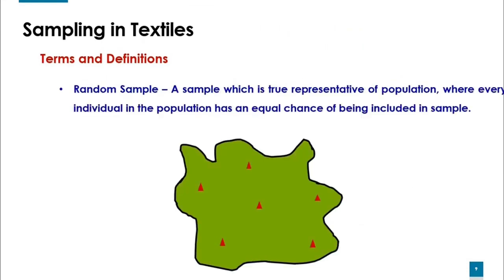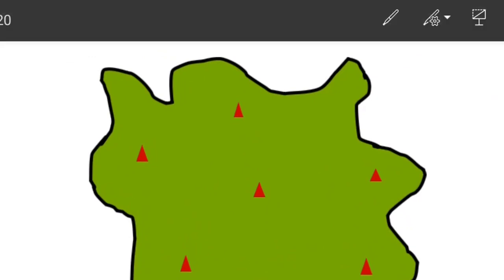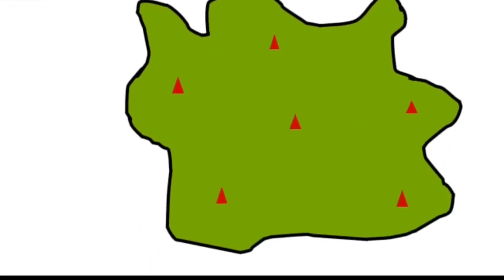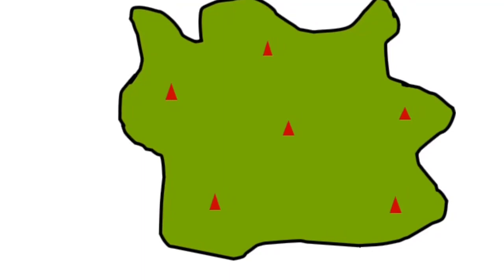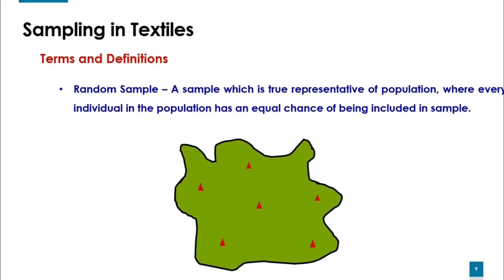The next definition is random sample. As we have discussed in the previous step, a sample should be a true representative. So a random sample is a true representative of the population where every individual in the population has an equal chance of being included in the sample. This green is the population, and if you want to get a true representative, you can collect the sample from various zones, which I have shown in red color. Without giving importance to any factor, if you collect the sample from different zones randomly, it will be a true representative, and hence it is called a random sample.